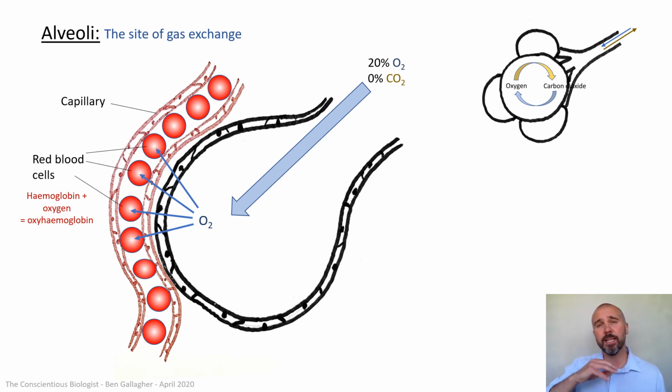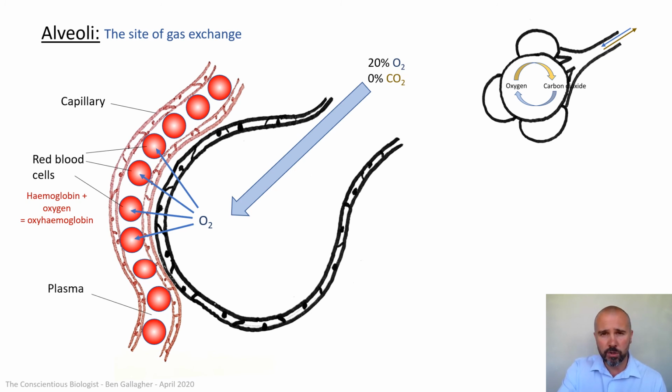But hopefully you can see that's the absolute minimum possible number that can be achieved. And that's only achievable because you've got a 1 cell thick wall of the alveoli and a 1 cell thick wall of the capillary. So we've got oxygen going into the red blood cells now, creating oxyhemoglobin. Let's talk about the carbon dioxide now.